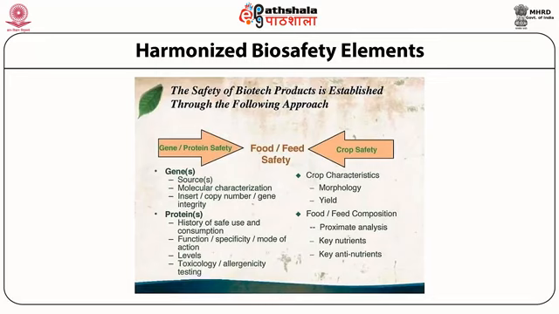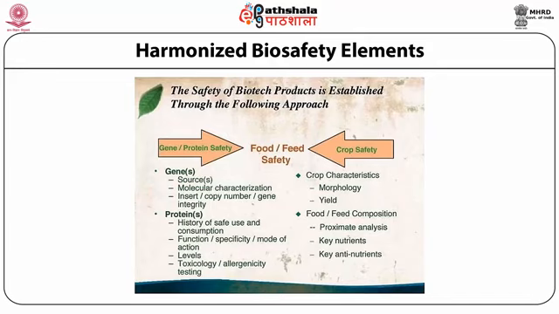Safety of biotech products is established through various approaches. The safety is judged from the gene and the protein level: the source of the gene, whether it comes from pathogenic organisms or benign organisms, molecular characterization of the gene, and copy number of the gene in the plant when it is transferred, and the protein's history, whether it's safe for consumption, and the function, specificity and mode of action of the protein. For example, for Bt protein, what is its function, what is the mode of action on insects, the level of protein produced, and the toxicology and allergenicity of the protein, all these are tested.